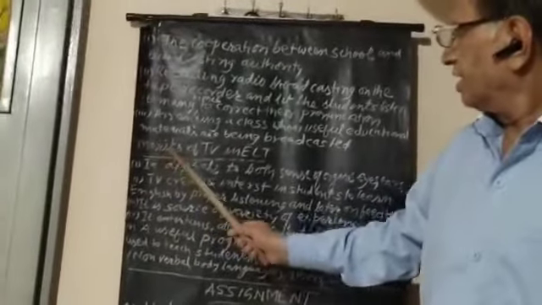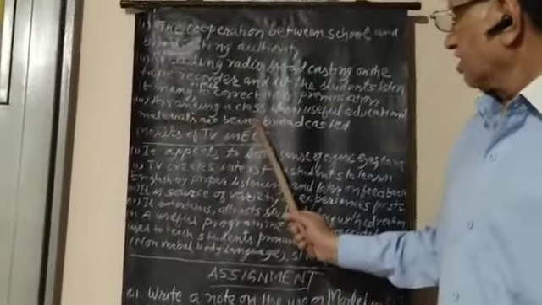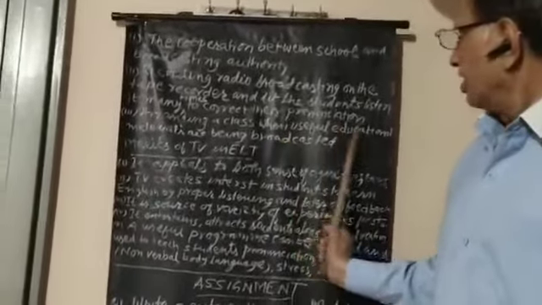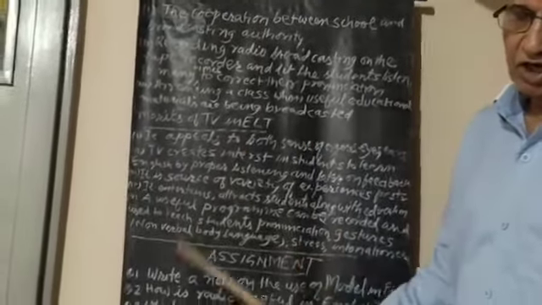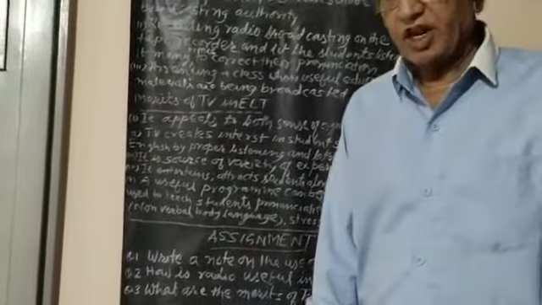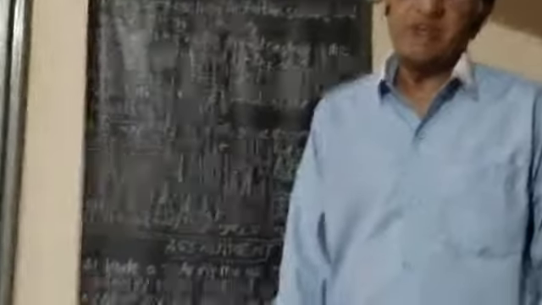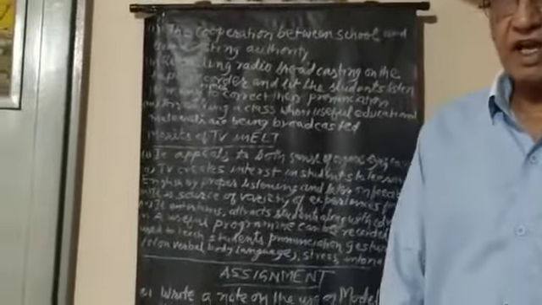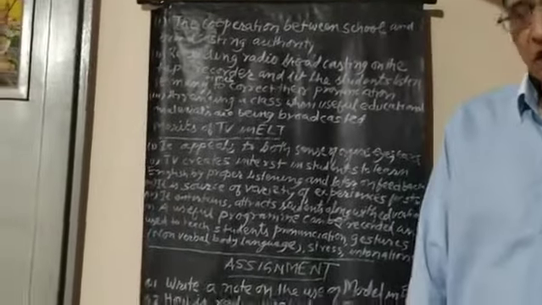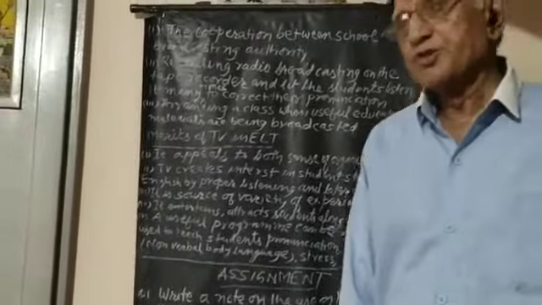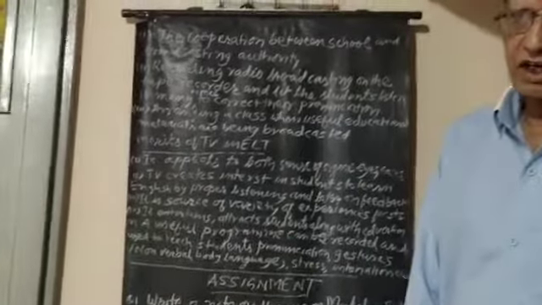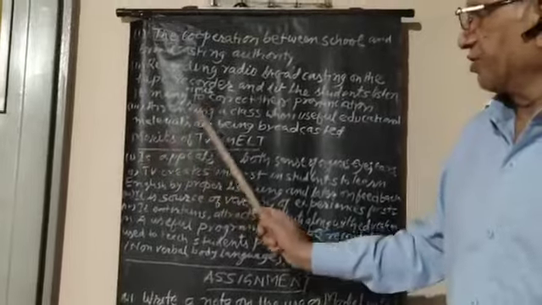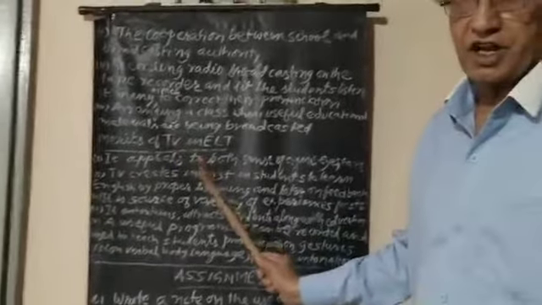And third, arranging a class when useful educational materials are being broadcast. Whenever useful language materials are being broadcast, a class will be assembled and that program will be shown before the class. In this way, we can make good use of radio for English language teaching. Now, the third electronic device, that is, the merits of television in English language teaching.